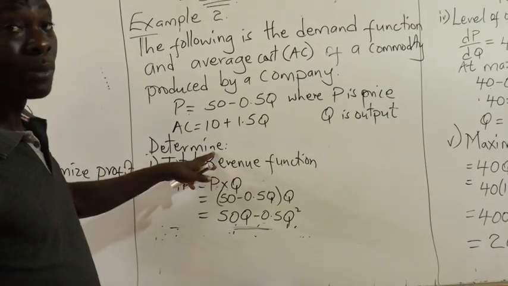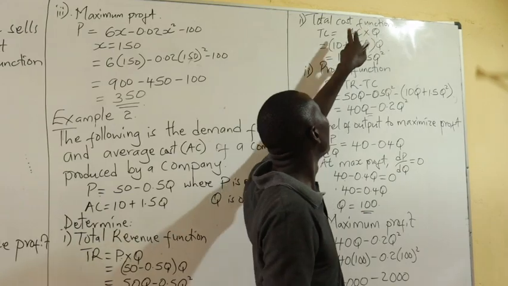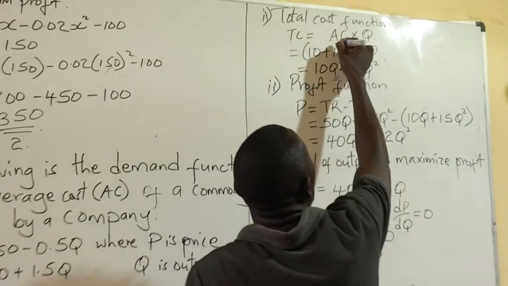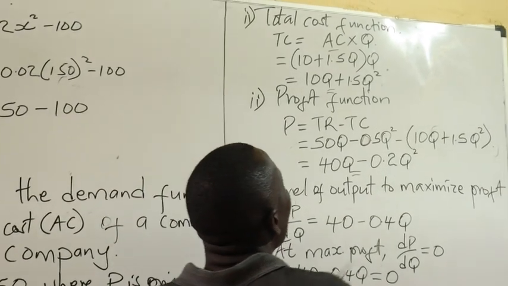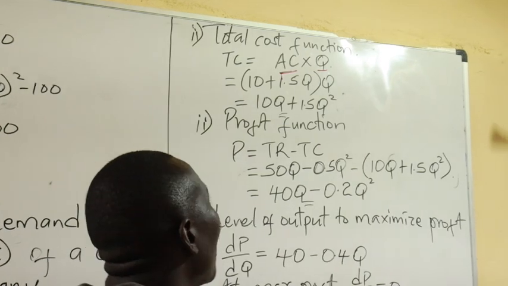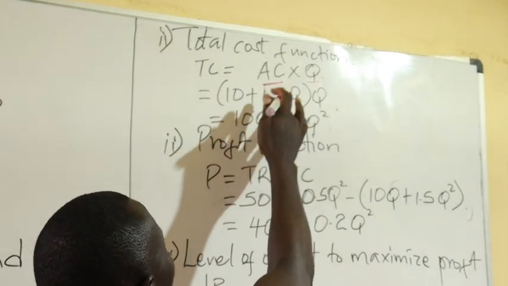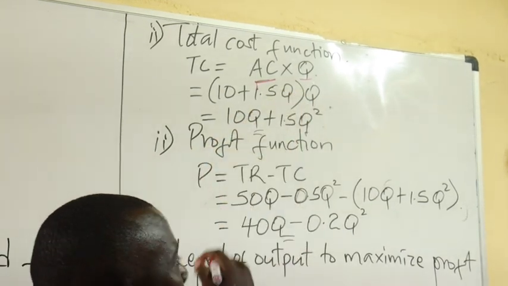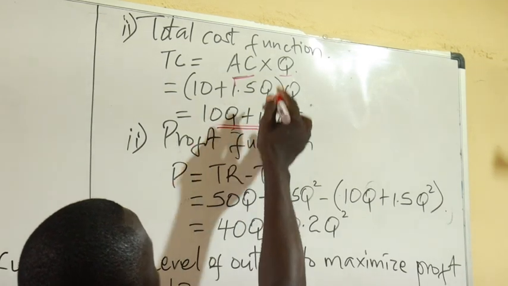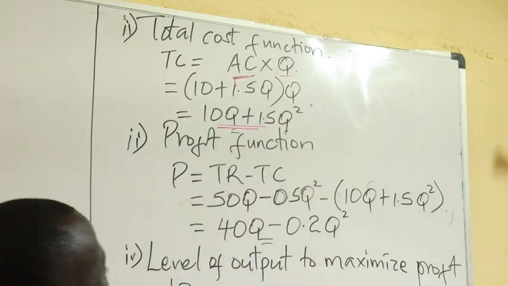2, we are asked to determine the total cost function. The total cost function will be found by multiplying the average cost function that we had been given by Q, which is the quantity. And therefore, the average cost function had been given as 10 plus 1.5Q. Then we are multiplying by Q. And this gives us the total cost function as 10Q plus 1.5Q squared.